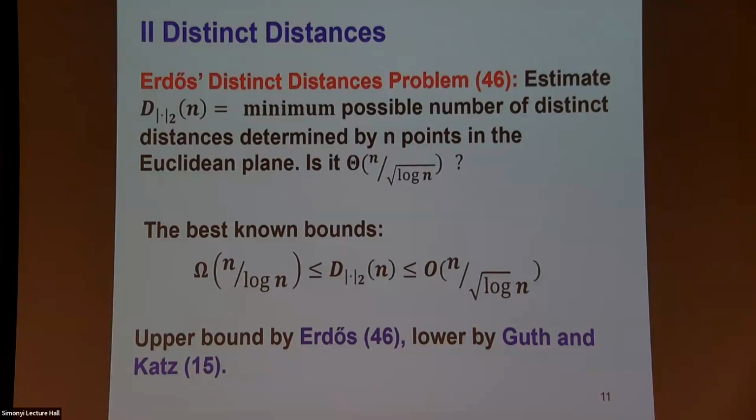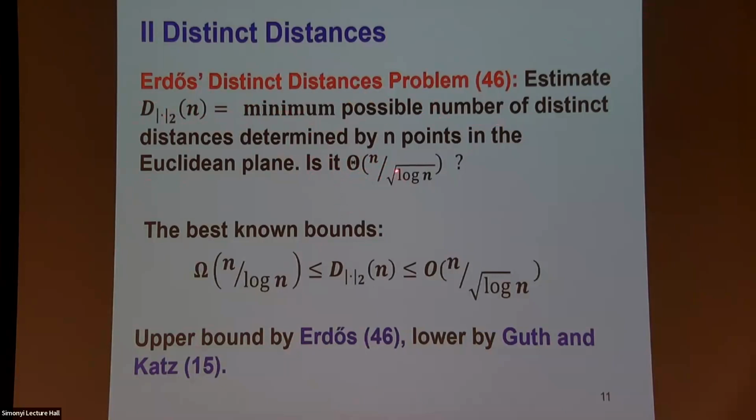Now, distinct distances we denote by d of n with respect to the corresponding norm. This is the minimum possible number of distinct distances determined by n points in the Euclidean plane. And the specific question of Erdős was, is it up to constant n over square root log n? So in his paper, he writes that for many years, he tried to improve the bounds he knows for this question. This was 1946, so he was 33 years old. I'm not sure how many is many years, but this is what he writes.